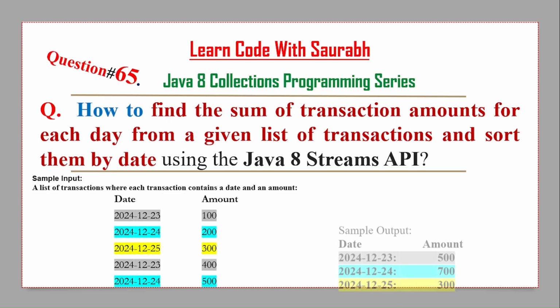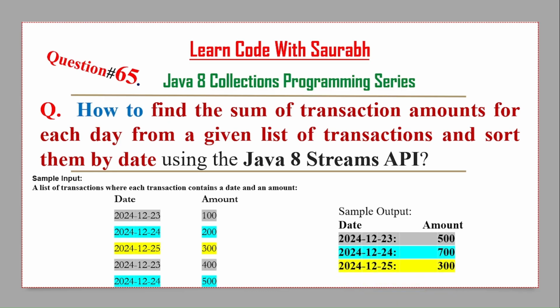In this program I will get output like this: for 23rd December we will get 500, for 24th December 700, and for 25th December 300. So friends, in this program, how will we get this, how will we sort, and how will we group the amounts? For this program I am going to write a class, where I will implement the logic to get this output.